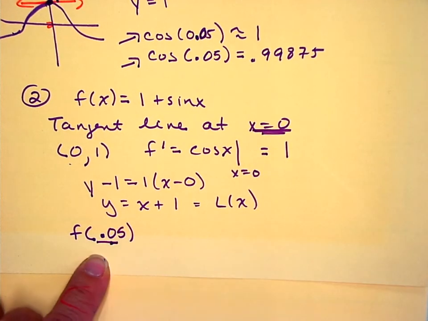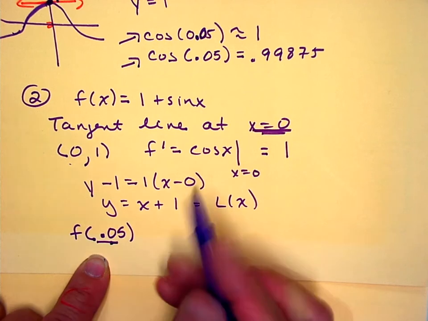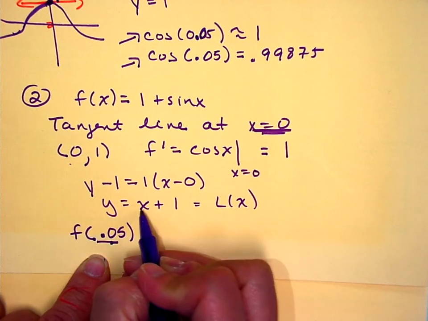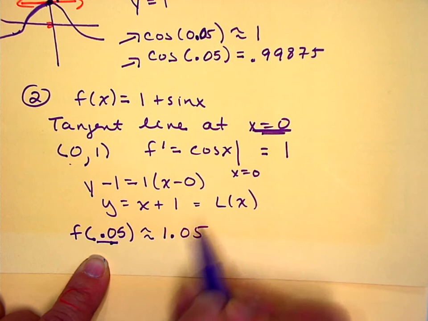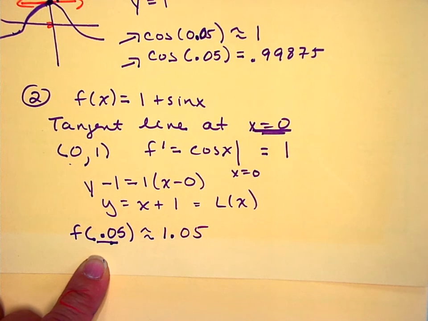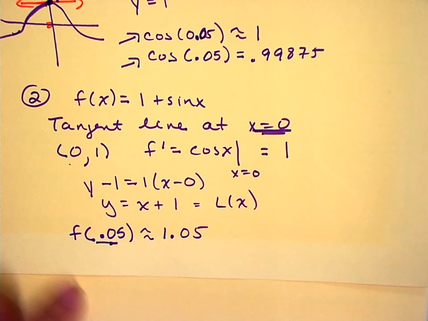So 0.05 is close to 0. So if I plug in 0.05 here, the value of 1 plus sine of x is approximately 1.05. And if you type it into the calculator, you should be very close to that value. Let's look at a couple other types of problems.